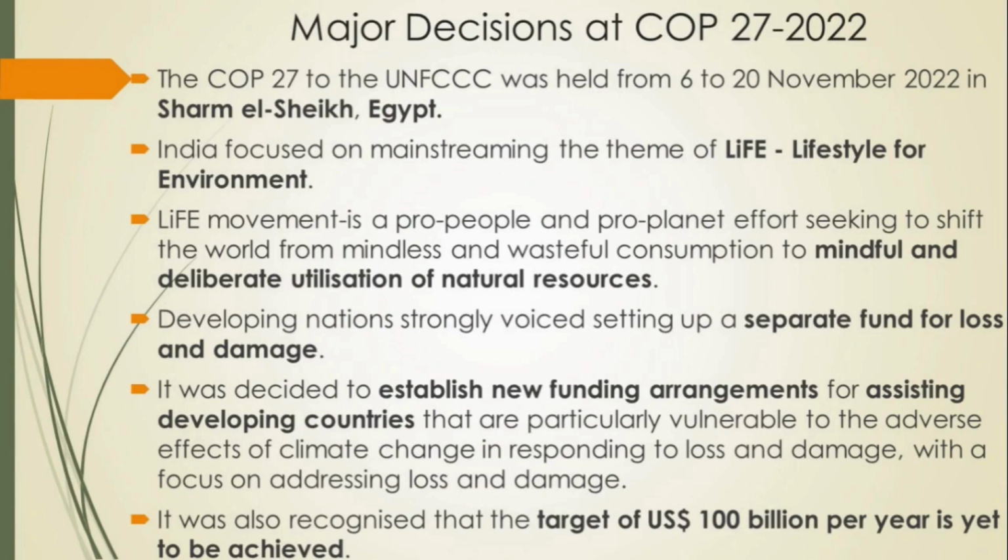The next slide talks about COP27, or UNFCCC's Conference of Parties 27, which took place in 2022. So what are the major achievements of this COP27? The first important thing is that COP27 took place in Egypt, at a place known as Sharm el Sheikh. So what has India done? India is promoting a special program within the country as well as outside, known as LIFE. LIFE means Lifestyle for Environment. So India is mainstreaming this Lifestyle for Environment.